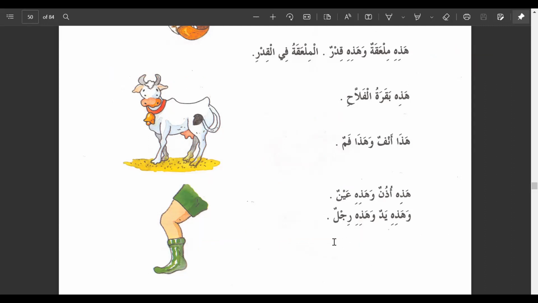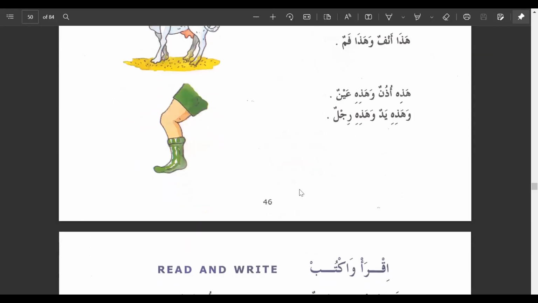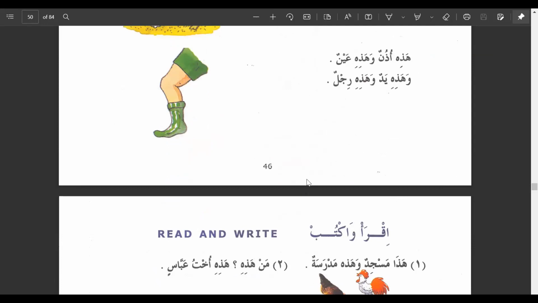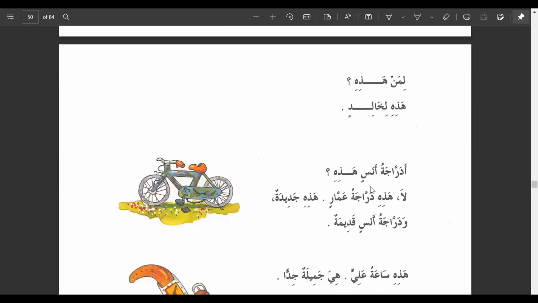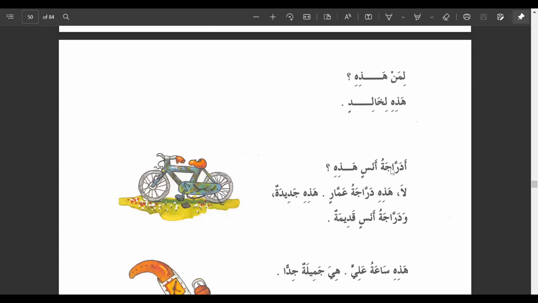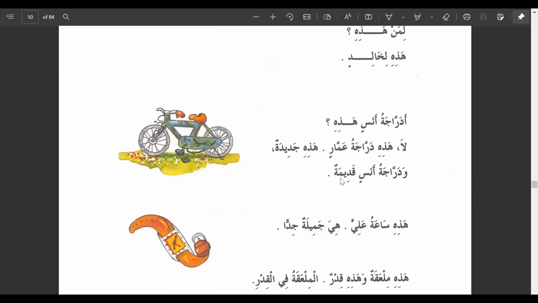So you understood this page? Do you have any question about this? No, this one. Do you know the rajatun? The cycle? Yes, motorcycle. Kadimatun? What does it mean? I can't remember. Old. Why is Ta Marbuta coming with Kadim? Because the original word is Kadimun, which means old. Why is Ta Marbuta being added?